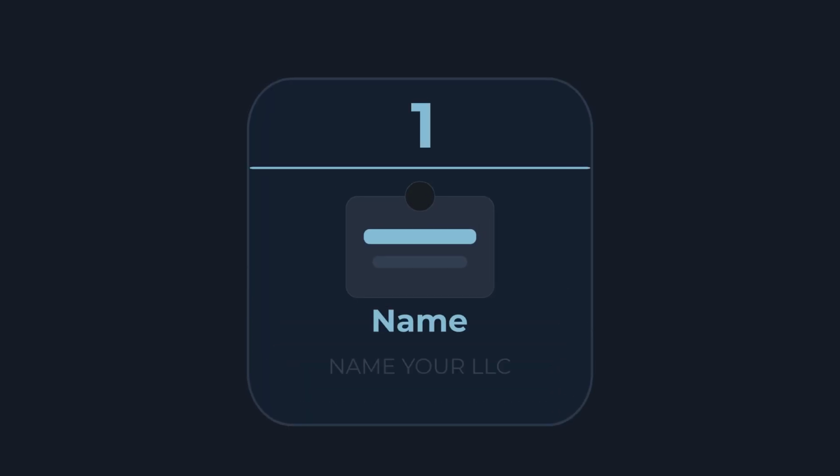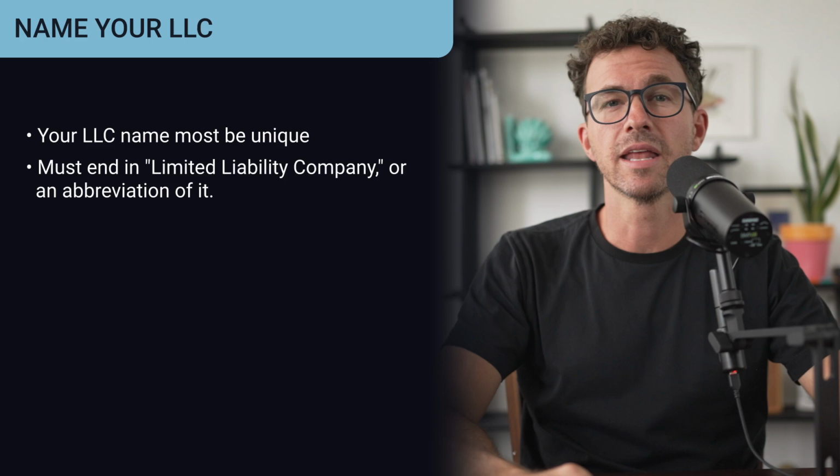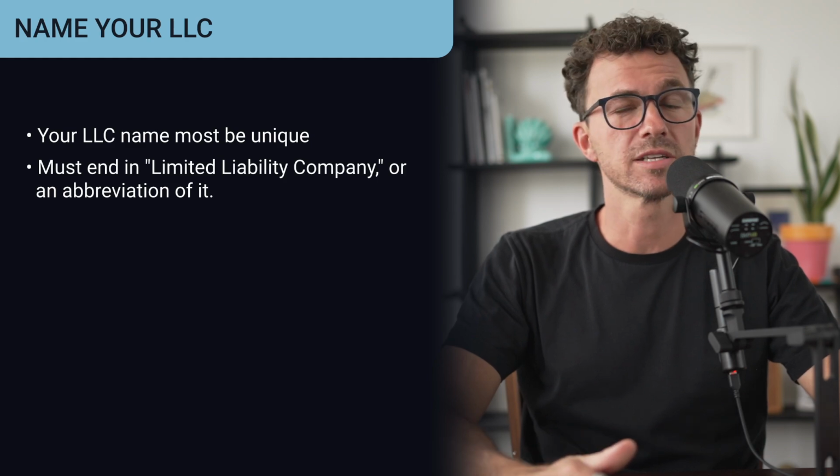Step 1, choose a name for your business. Something most people don't realize is your LLC name is one of the most common reasons LLC filings get rejected. Your name must be unique in Illinois and end in limited liability company or an abbreviation like LLC.